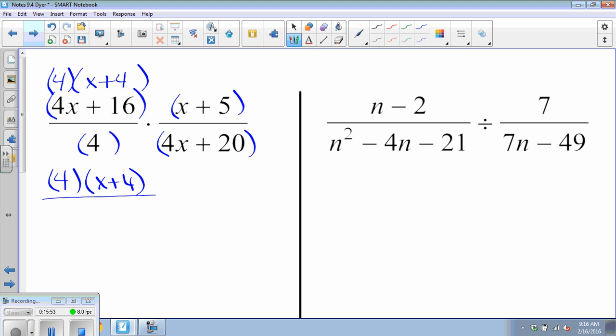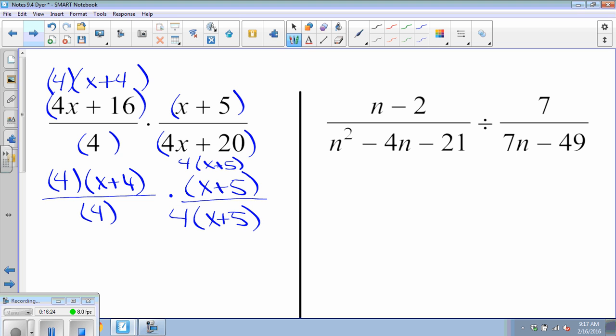I don't have anything down here. It's already just a factor by itself. So that's over 4 times. Can I factor anything out of this? No, so it's just going to stay x plus 5. And at the bottom, what can I factor out? A 4. And when I factor out a 4, that's going to leave me x plus 5. Okay, so this 4x plus 20 becomes 4 times x plus 5.